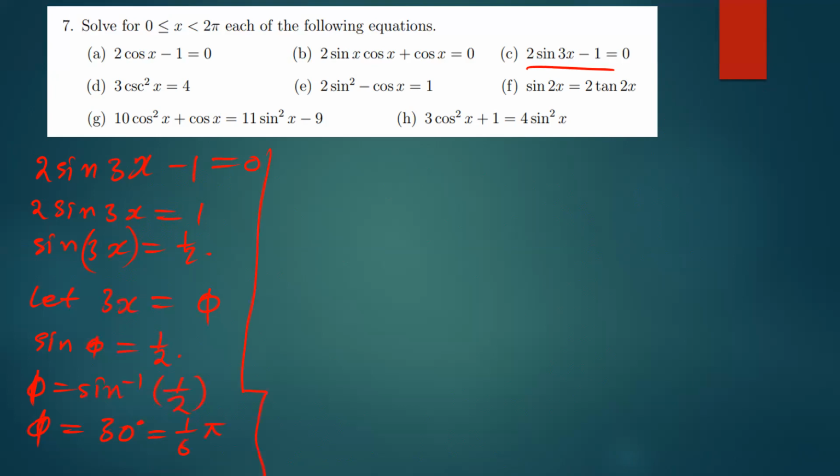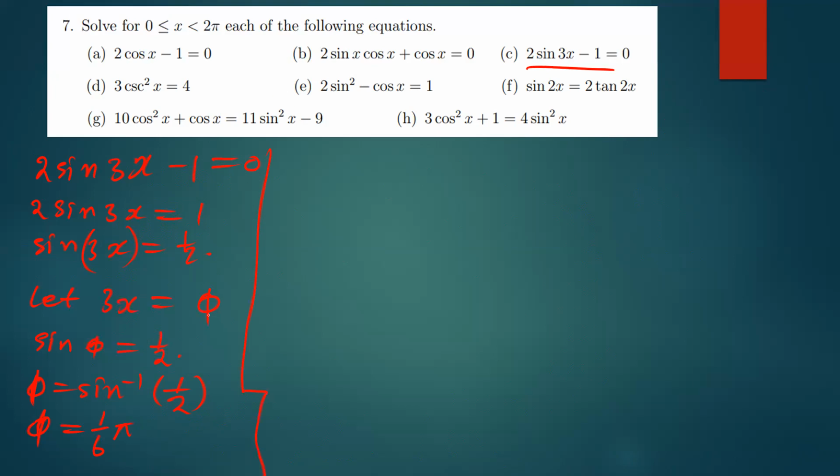So this one, I'll solve it in radians. Let me not even use 30 degrees. I'll solve it using radians, so that you can also get used to using radians without using degrees. So this one, sine inverse of 1 over 2 in radians is 1 over 6 pi.